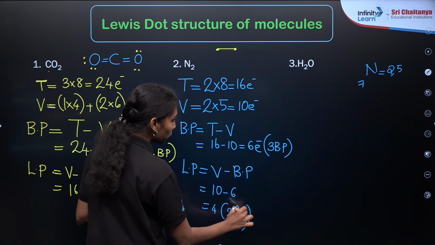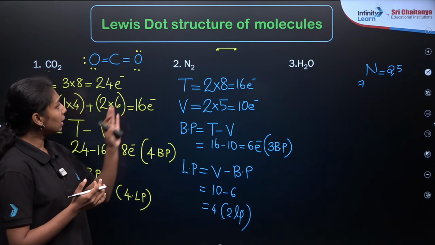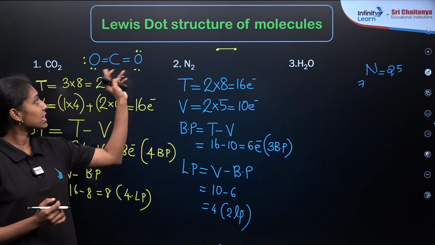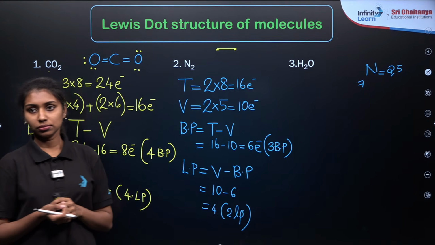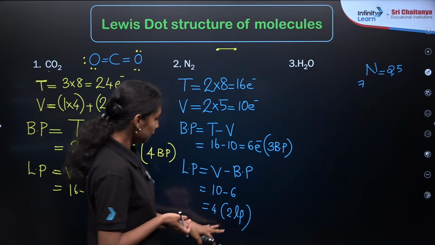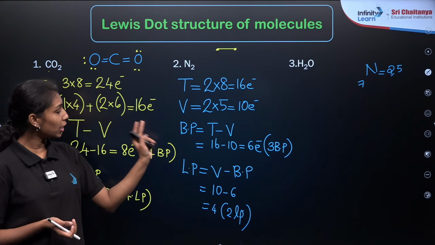Okay, we have already studied the electronegativity order, right? So the element with more electronegativity will be the central atom here. For example, the case of carbon. So this is the method to find out the bond pairs, lone pairs and total number of valence electrons in the case of the N2 molecule.